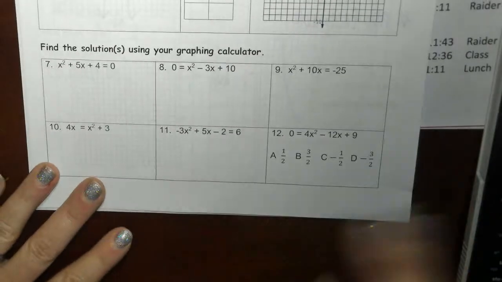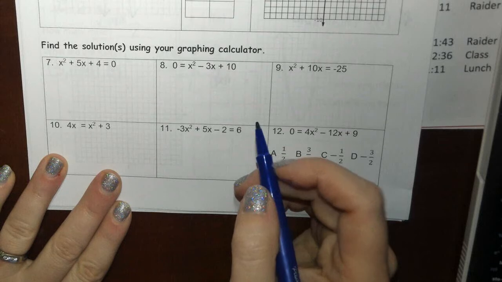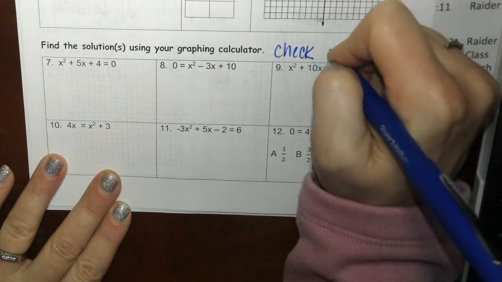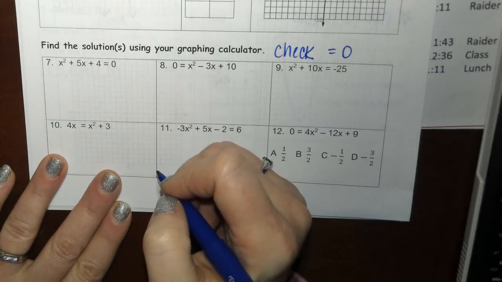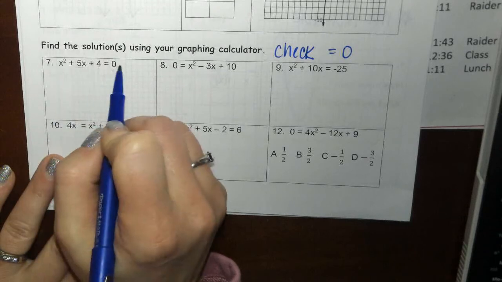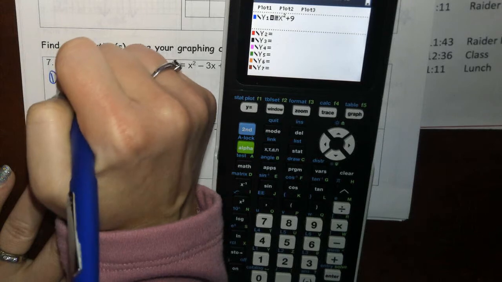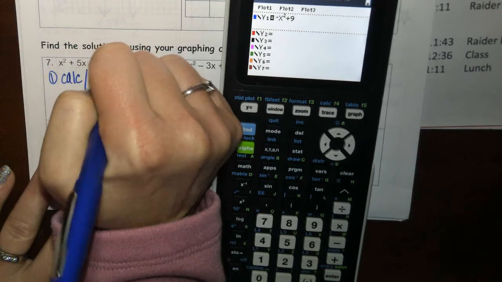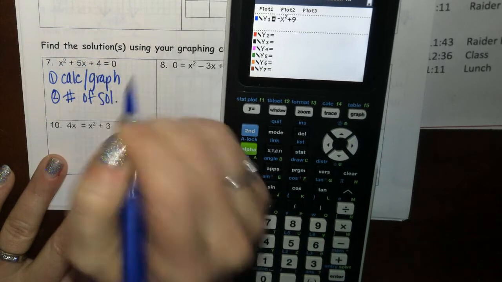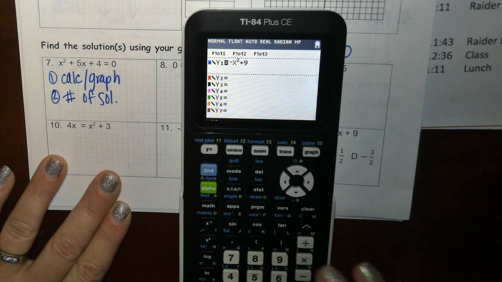Alright, let's go down to the bottom. The bottom says, find the solutions using your graphing calculator. So the first thing you want to do is check and make sure it's equal to 0. Number 7 is already set equal to 0, so I can go ahead and plug that into my calculator. The first step is to put it in the calculator and graph it, and the second step is to tell me the number of solutions. You don't have to tell me what they are, you just have to tell me how many there are.